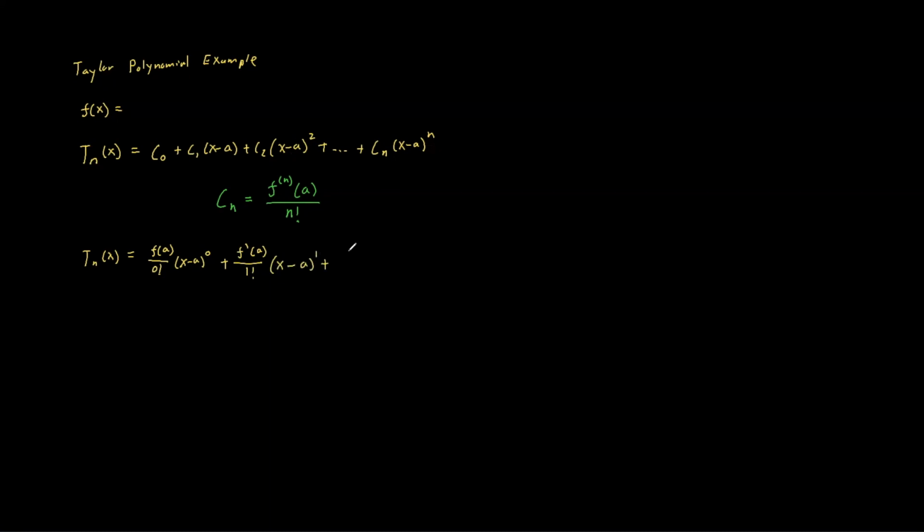And for the second term, the c sub 2 would just be f double prime evaluated at a divided by 2 factorial. So this is the actual coefficient right here, and we would just multiply again by x minus a quantity squared. Until we hit the general term, it would be f, and when you take the nth derivative, evaluate it at a, and then divide by n factorial. And then, of course, we multiply by quantity x minus a to the nth power.